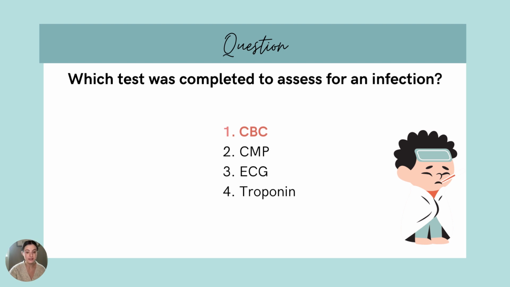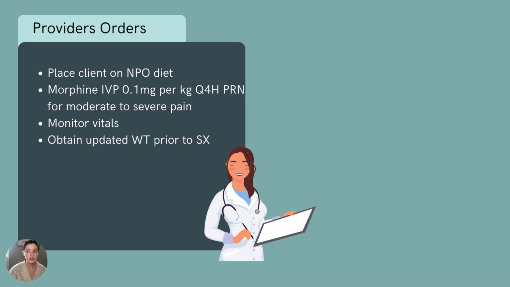Now let's see what happens after the client gets back from CT. So the client's CT showed appendicitis. The client's provider sent in some new orders, so let's take a look. Place client on NPO diet, morphine IVP 0.1 mg per kg Q4H PRN for moderate to severe pain. Monitor vitals and obtain updated WT prior to SX.